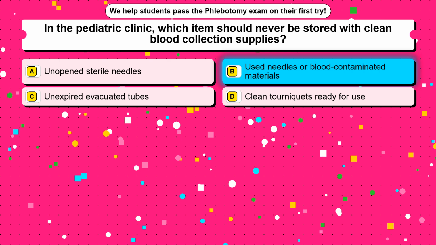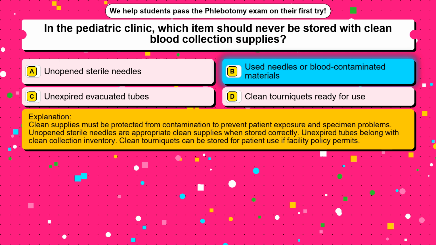The correct answer is option B. Used needles or blood-contaminated materials. Clean supplies must be protected from contamination to prevent patient exposure and specimen problems. Unopened sterile needles are appropriate clean supplies when stored correctly. Unexpired tubes belong with clean collection inventory. Clean tourniquets can be stored for patient use if facility policy permits.